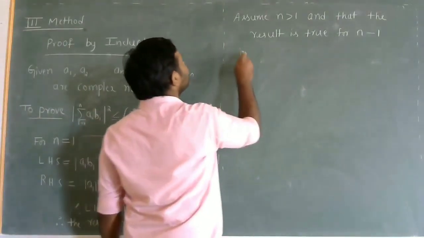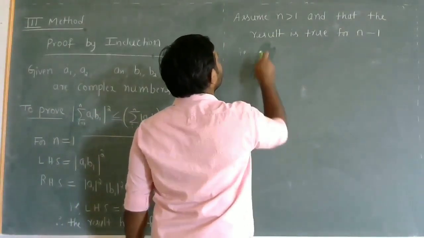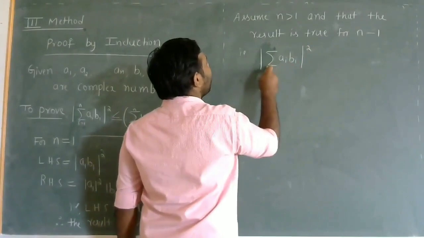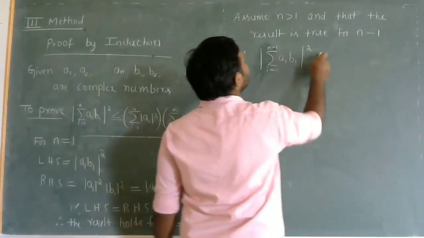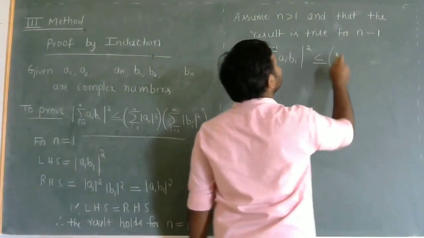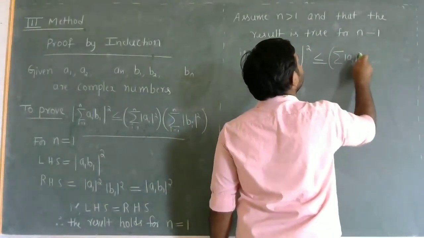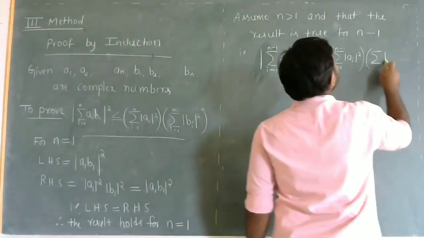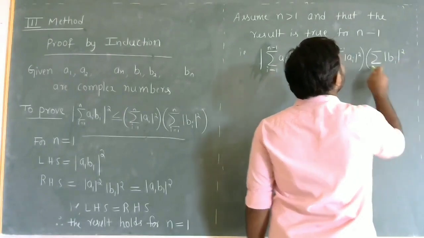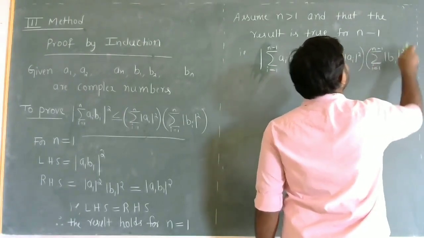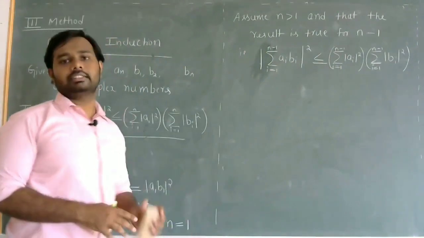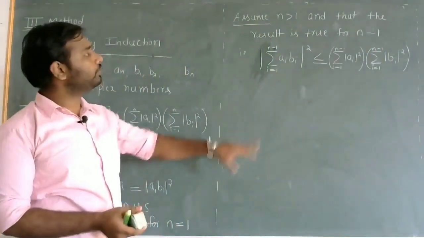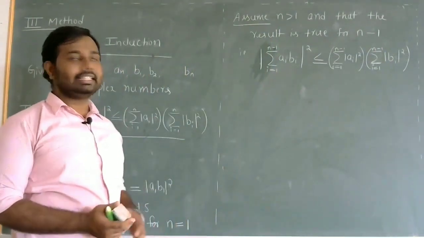And what is that result? It is modulus of summation ai bi whole square, i running from 1 to n minus 1, which will be less than or equal to summation modulus of ai square, i running from 1 to n minus 1, into summation modulus of bi square, i running from 1 to n minus 1. So this is the result with respect to n minus 1, which I have assumed. Now assuming for n minus 1, you have to prove the case for n.